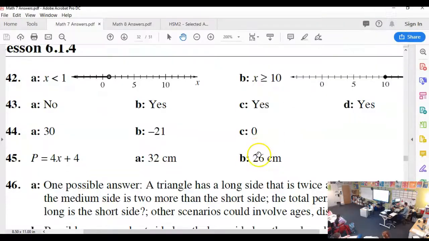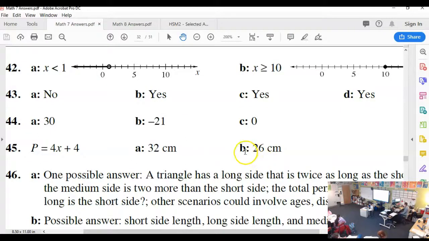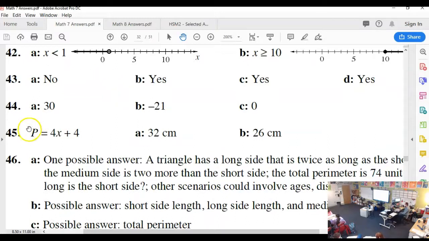All right, on the back, because that's pretty much everything from the front. So only A fails there. For 43, A fails. The rest are good. Check your perimeter on 45. In 46, sorry, Layla, what's up?